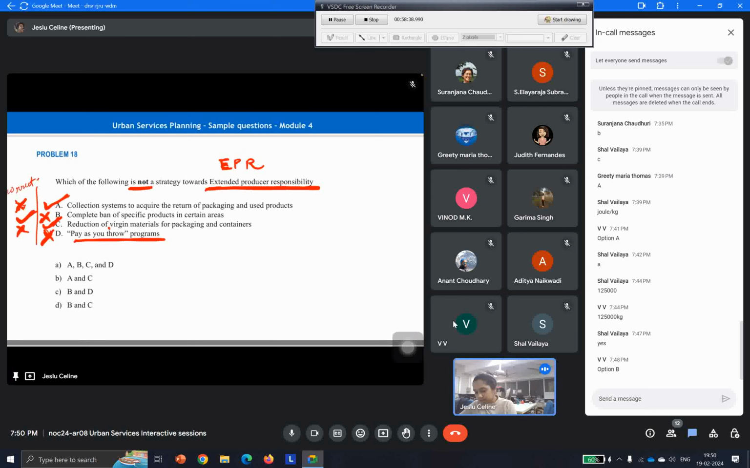So the answer to this is B and D, which is there in option C. Correct, B and D. Right. Let's proceed on to the next question.